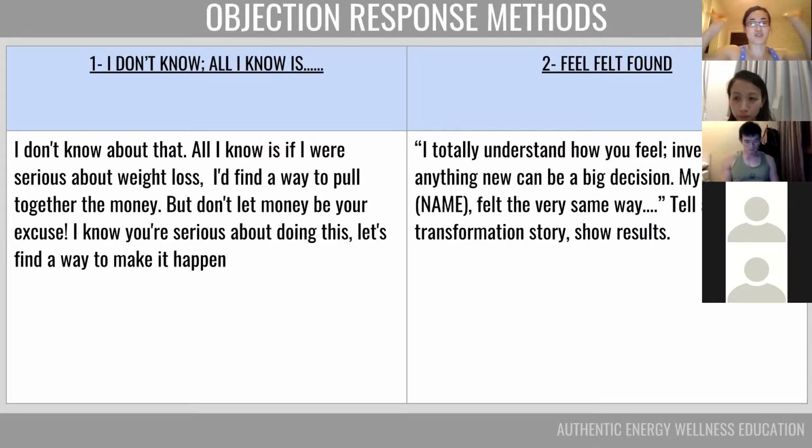It sounds like a lot of strategies, right? Don't worry, when you practice it, it becomes second nature. The second strategy is feel, felt, found. So what do I mean by that?